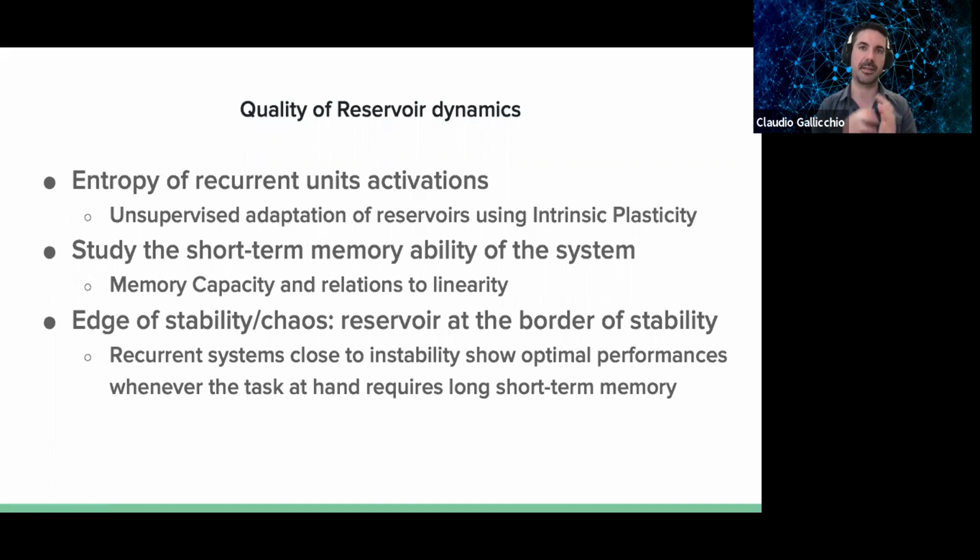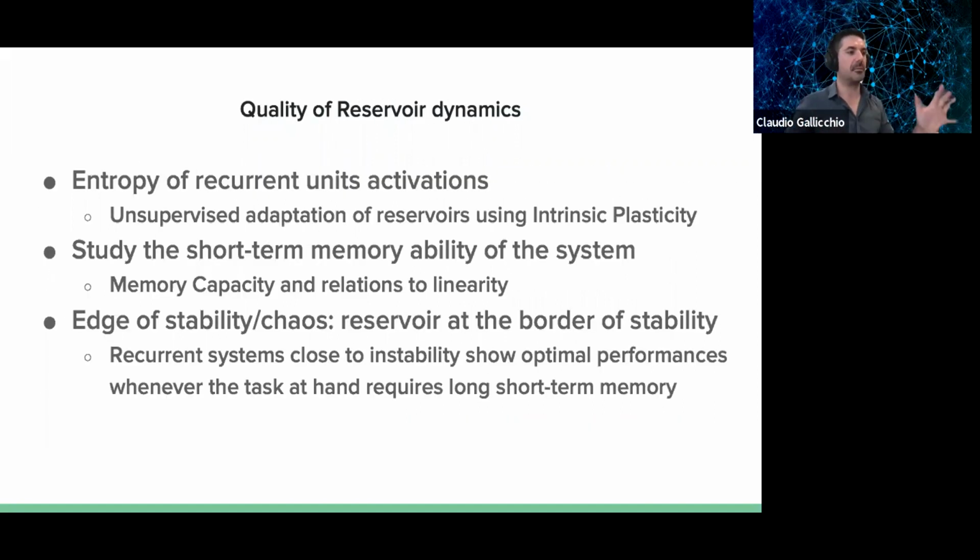Another aspect is that I can study the short-term memory capability of this system, which means I can challenge the ability to recall the input information that was injected in the past, in order to assess the quality level of my reservoir. So if I can recall perfectly delayed versions of my input, then I can say that the reservoir is of high quality. And another way is measuring how close it is, from a dynamical system perspective, to what is called the border of stability, the transition between stable and unstable dynamics. We know from dynamical system theory and from recurrent neural network theory that when a system is close to the edge of stability, that system has maximized performance.